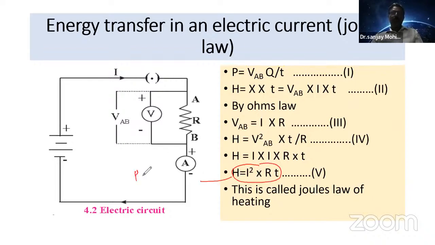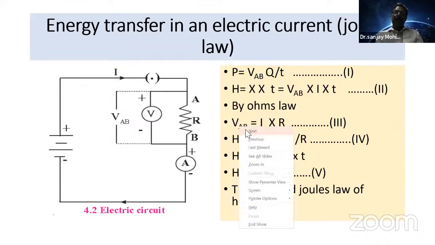where H is called the heat, R is called the resistance in the circuit, T is the time period, and I is the current. So it clearly indicates that the current is responsible for the heat that is generated. And from that we can use many applications of the electric current.